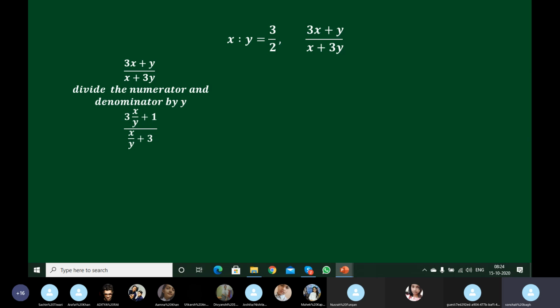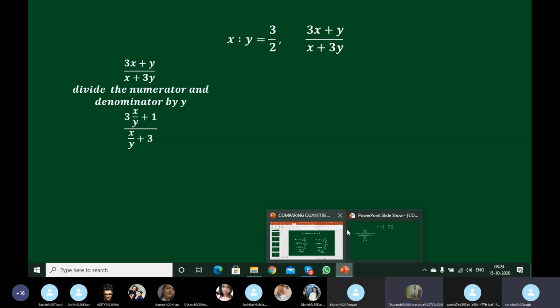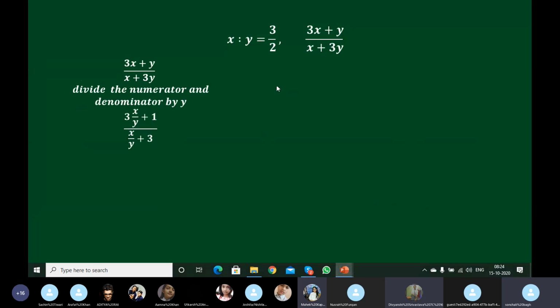Please give me the answer, yes or no. No, ma'am. See, I am dividing the numerator by y. So, 3x upon y is how much? 3x upon 3xy? Right or wrong? Divide the whole numerator by y. So, what happens? 3x divided by y gives 3x upon y, and when I divide y by y, it becomes 1.